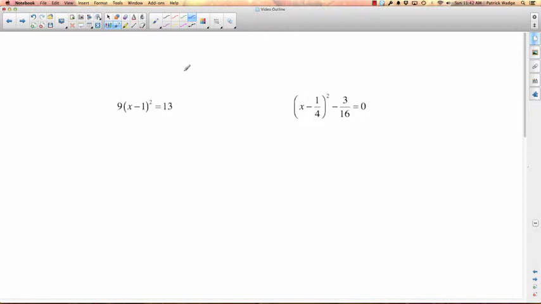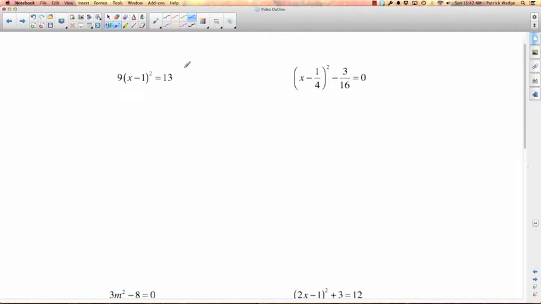Okay, let's try a few questions that are a little bit more difficult. So remember, our strategy here is we want to isolate the squared part. And the part that's squared here is all the stuff in brackets. We've got to get rid of this 9. Since the 9 is multiplying all this, we'll divide both sides by 9. And when you do that, you're left with x minus 1 squared on the left-hand side, and you're left with 13 divided by 9.